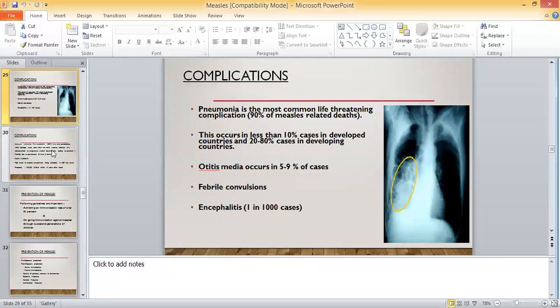Complications: pneumonia is a life-threatening condition, and mostly 90% of deaths in measles occur due to pneumonia. It is less common in developed countries due to the high immunity of children and persons there, and most common in developing countries. Otitis media occurs in 5 to 9% of cases. Febrile convulsions also occur, and encephalitis in 1 in 1,000 cases may also occur.